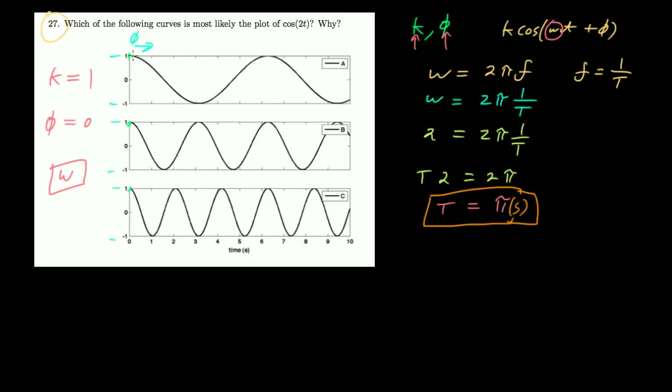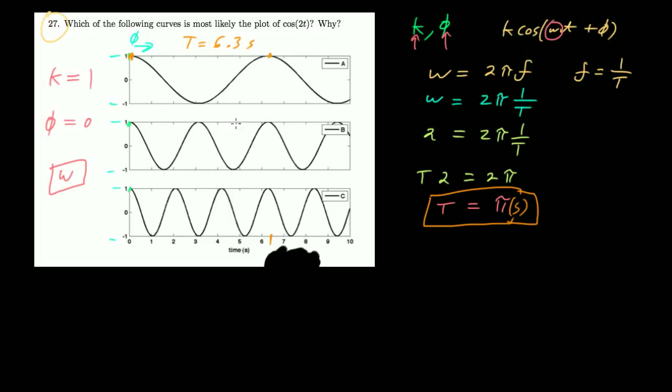So let's start with the first one. We can see that I start at 0, and I don't repeat until I get out here. On my axes, it looks like maybe 6.4. It looks like here my t is equal to maybe 6.3 seconds, something like that. So that's my graph A.